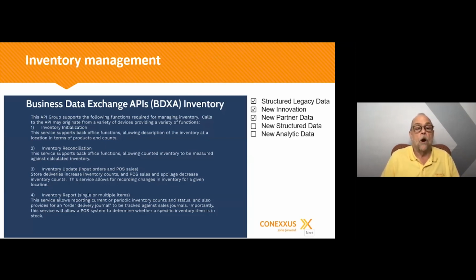So there are several ways to manage inventory listed here. One is initializing it to something, reconciling it. That guy out there with his little machine was probably doing a reconciliation. We can also update when orders come in, and we will relieve inventory in the future in near real time using the APIs we have available through POS activity reporting. So the structured legacy data is certainly supported here. New innovation, new partners, all kinds of things on that front will be covered. Next.